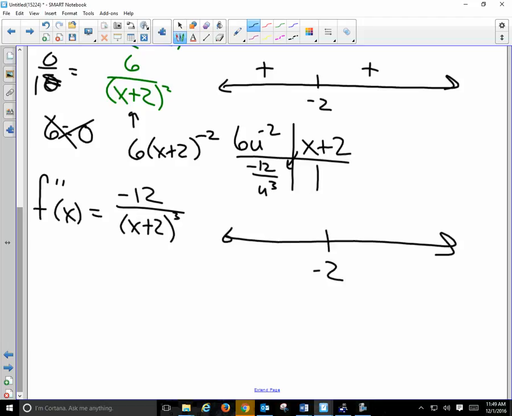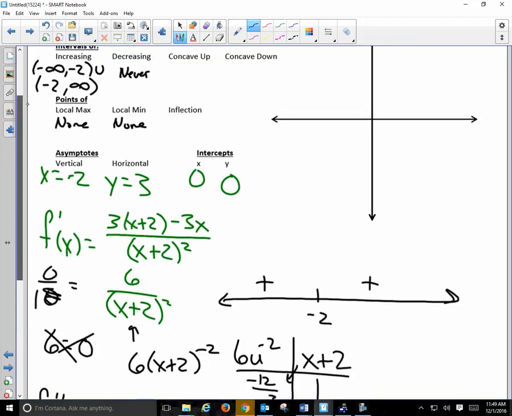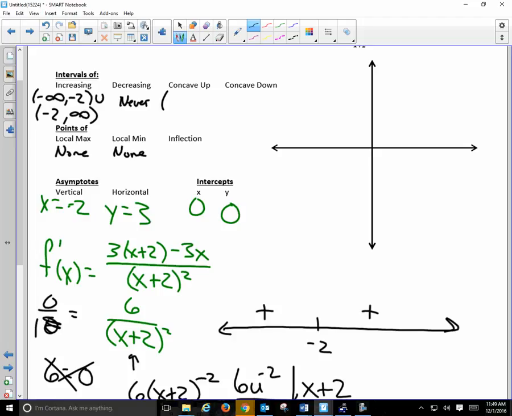Will it always be positive or always be negative? It always changes, right? So if we try plugging in, say, negative 3, we get negative 3 plus 2 is negative 1. Cubed is negative 1. Negative 12 over negative 1 is positive. And if I plug in 0, I get 0 plus 2 is positive. Cubed is positive. And then negative divided by positive is negative. So I have concave up from negative infinity to negative 2, concave down from negative 2 to infinity.